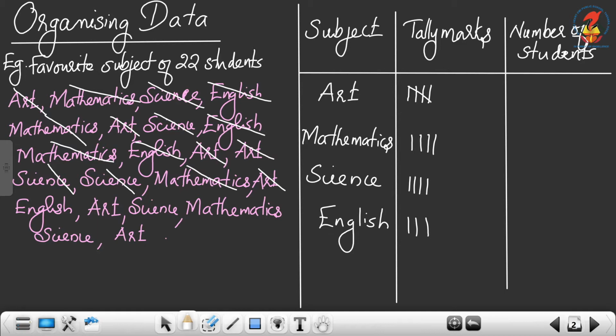Then again English, again art, science, mathematics, then science, art.